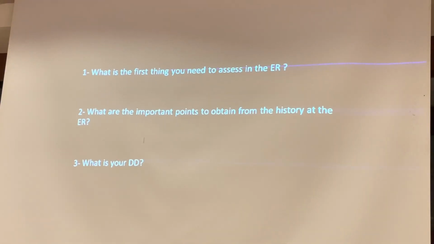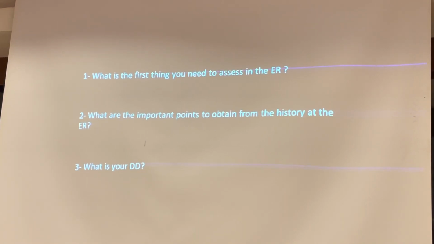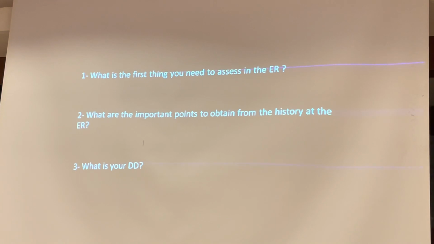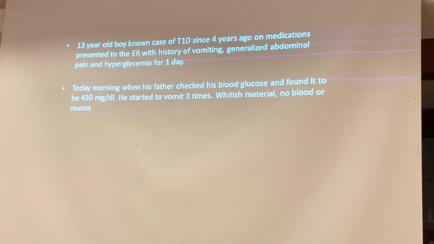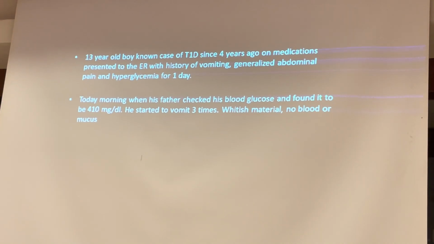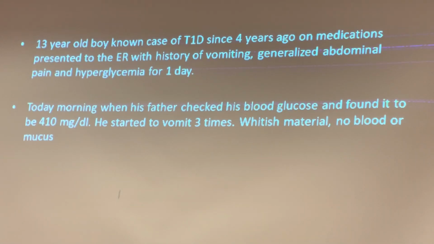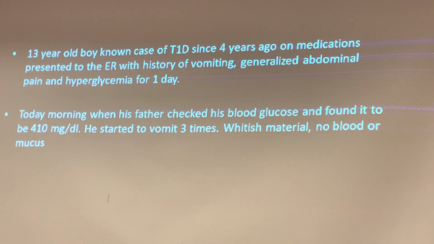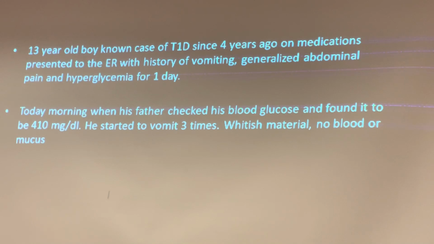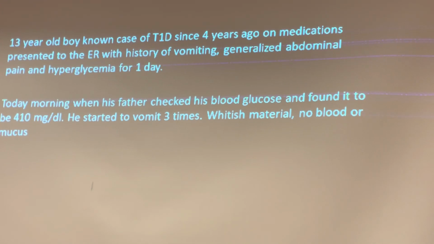what's the first thing you would need to assess in the ER? What are the important points to take from the history in the ER, and what is your differential diagnosis? These are the 3 questions that we would like to answer. So we got information about the kid: he's 13 years old, known to have type 1 diabetes since 4 years of age, on medications, insulin. I won't go into details because Latifa, I'm sure, covered this, about insulin and insulin types.